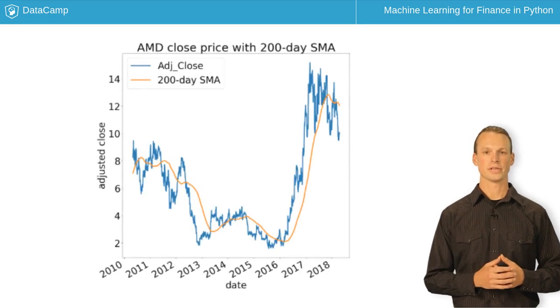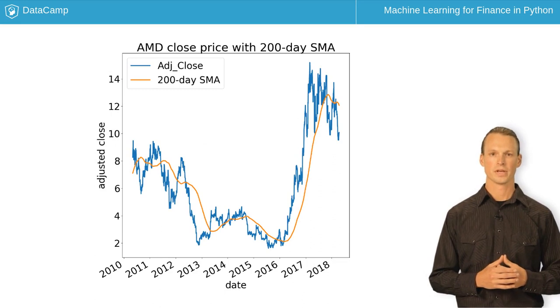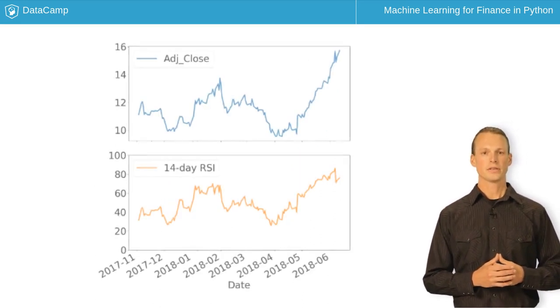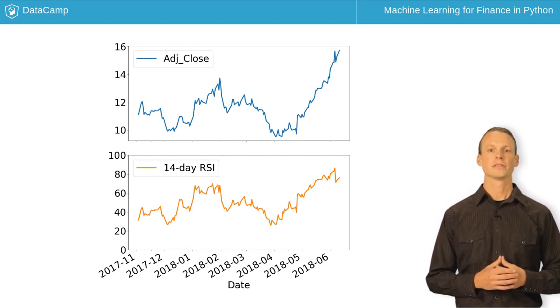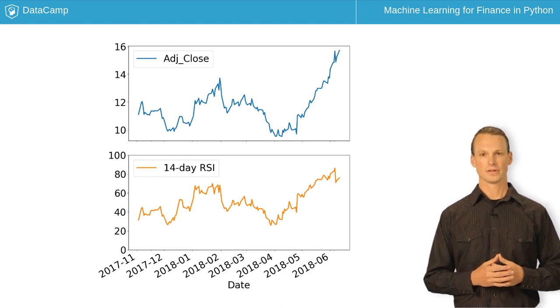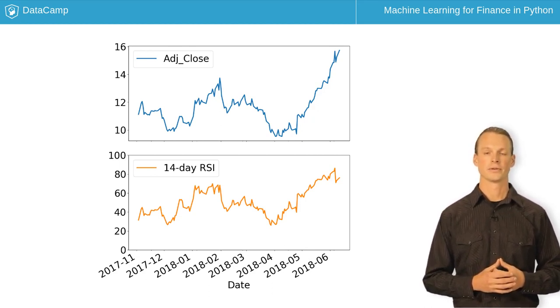Here's a plot showing the AMD price and a 200-day simple moving average, or SMA. You can see moving averages smooth the data. The other indicator we'll use is Relative Strength Index, or RSI. This oscillates between 0 and 100. When it's close to 0, this may mean the price is due to rebound from recent lows. When RSI is close to 100, this may mean the price of the stock is due to decline.